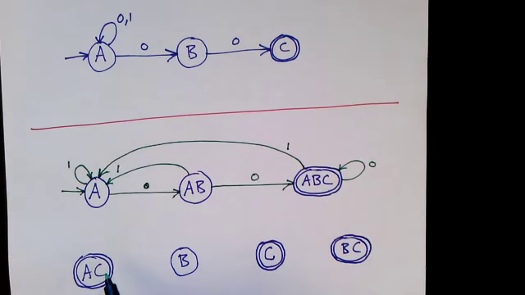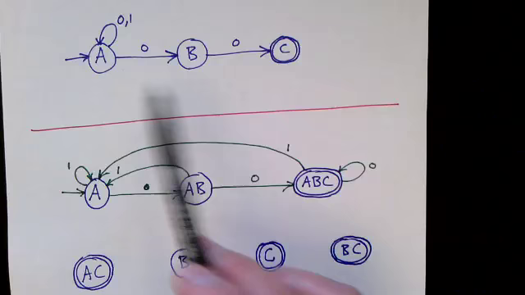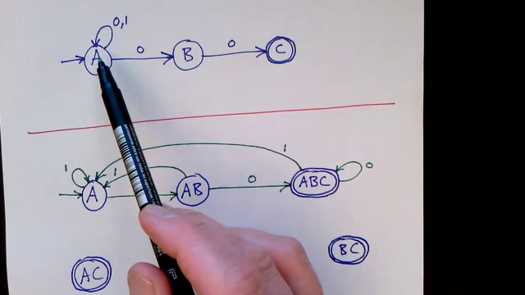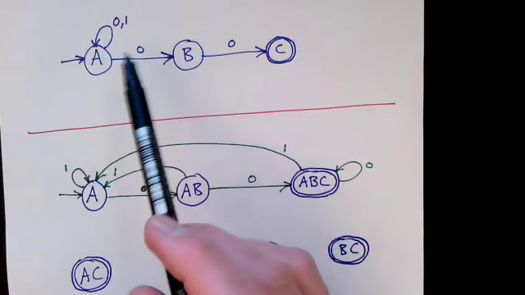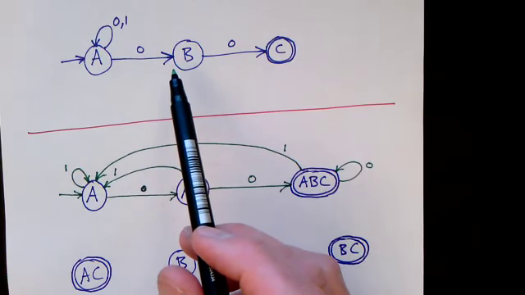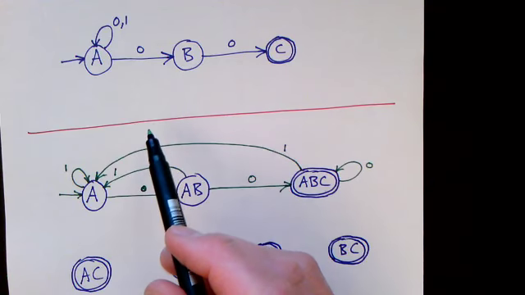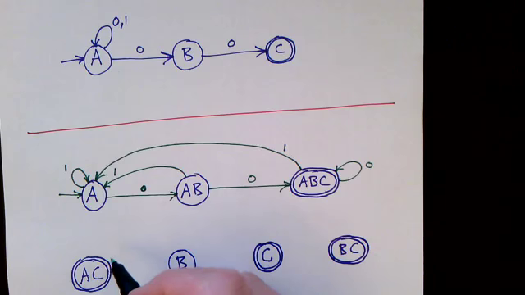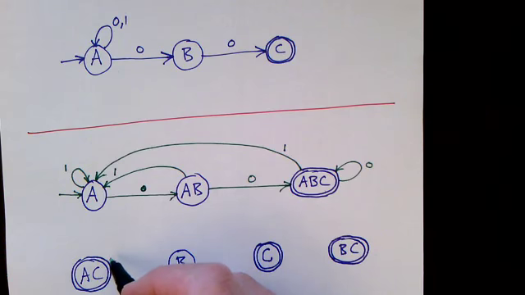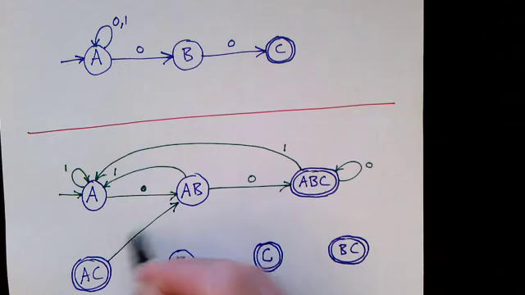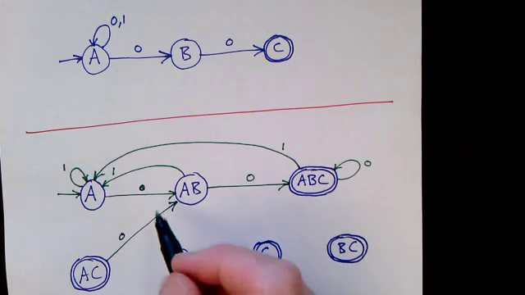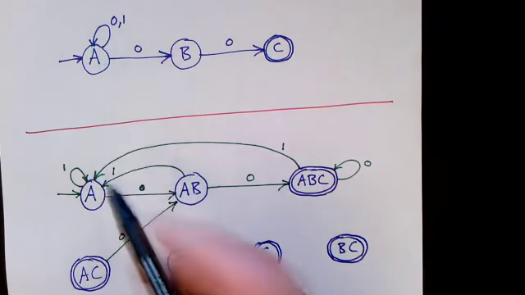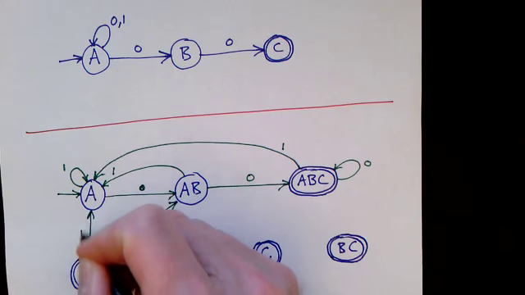Now what if we were in states A and C and we saw a 0? Well, if we're in A, we stay in A or go to B on a 0. And if we are in C and we see a 0, we have no place to go. So if we are in state AC and we see a 0, we go to state AB. I believe that's correct. If we see a 1 in states A and C, we have only one place to go, that state A, so we'll put an edge 1 there.